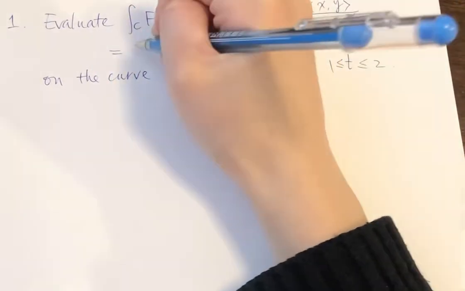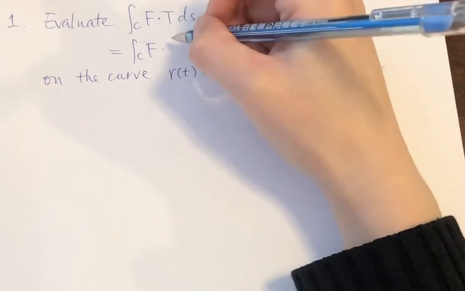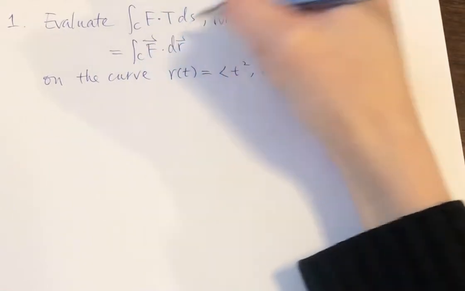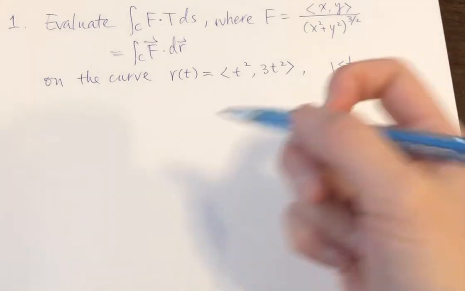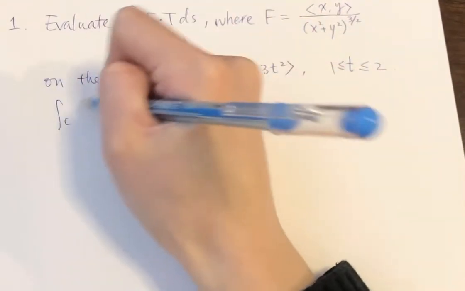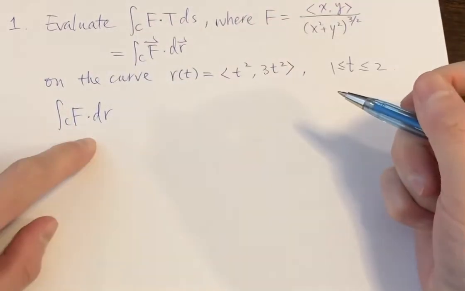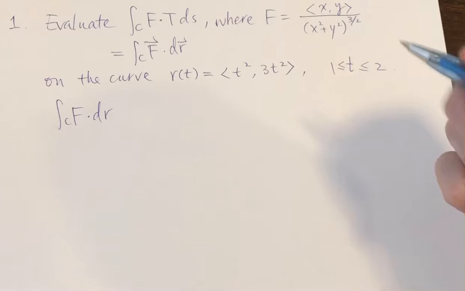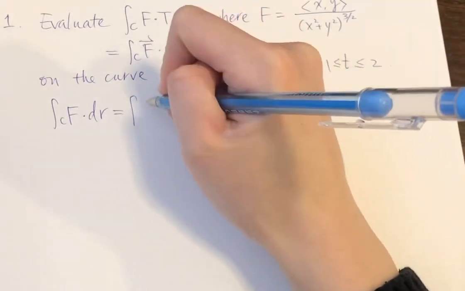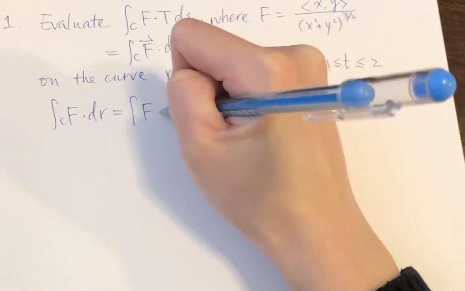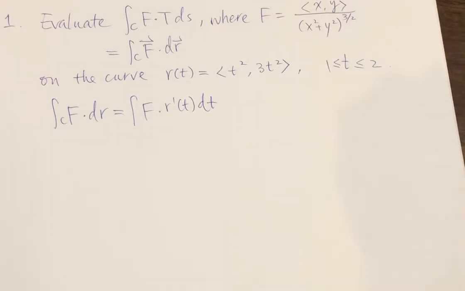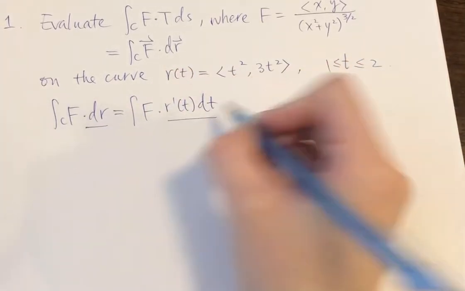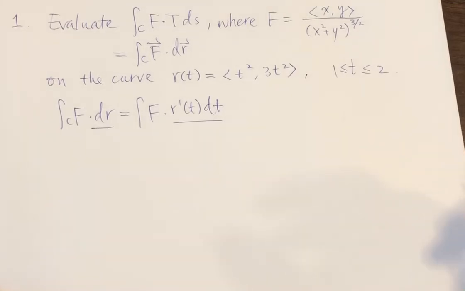So what you're probably used to seeing is F dot dr, and these are all vectors. And what's even more computationally useful is the following notation. So we can rewrite this, I'll just skip the arrows on top, as F dot r prime of t dt. Right, so it makes sense. We're just rewriting the dr as r prime of t dt.